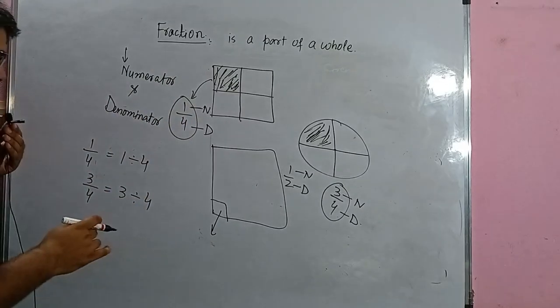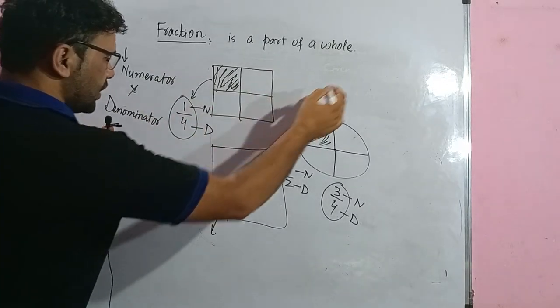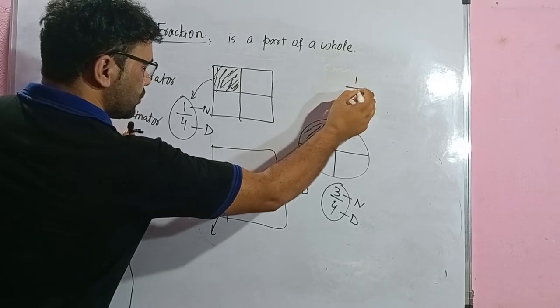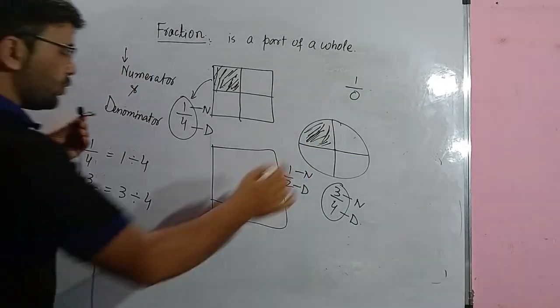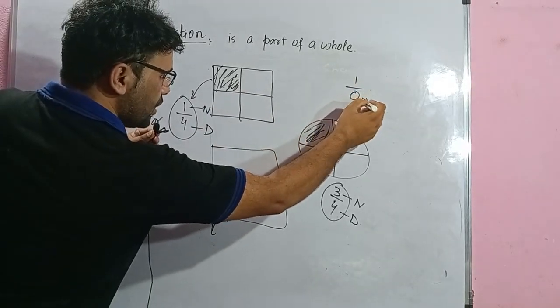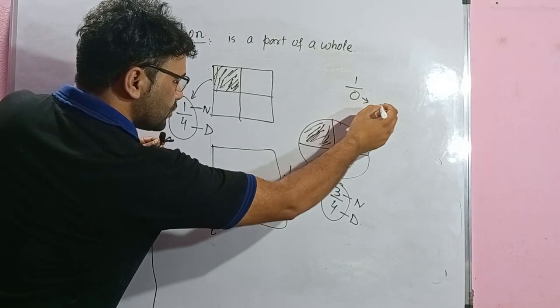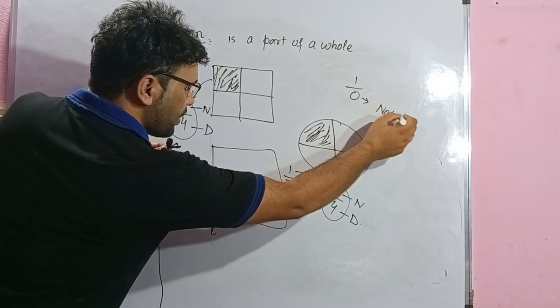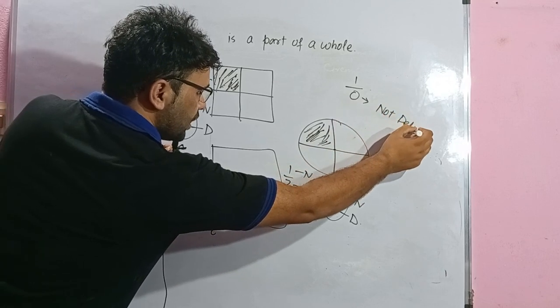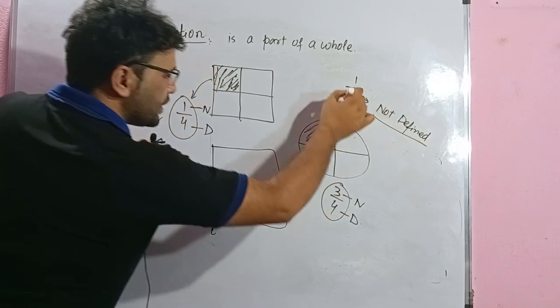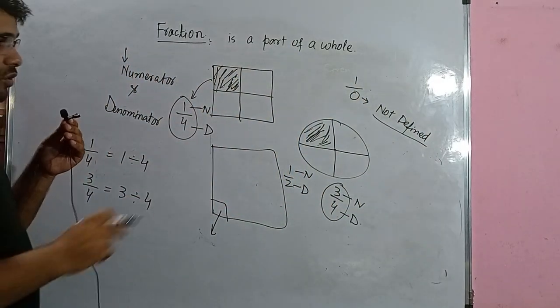Now we can see here sometimes we have different numbers. If I write 1 divided by 0, is this a fraction? No, this is not a fraction. Why? Because in any number, if we have denominator 0, the number is not defined. That means its value is not defined. We cannot write any value for this. So the 0 should not be there.